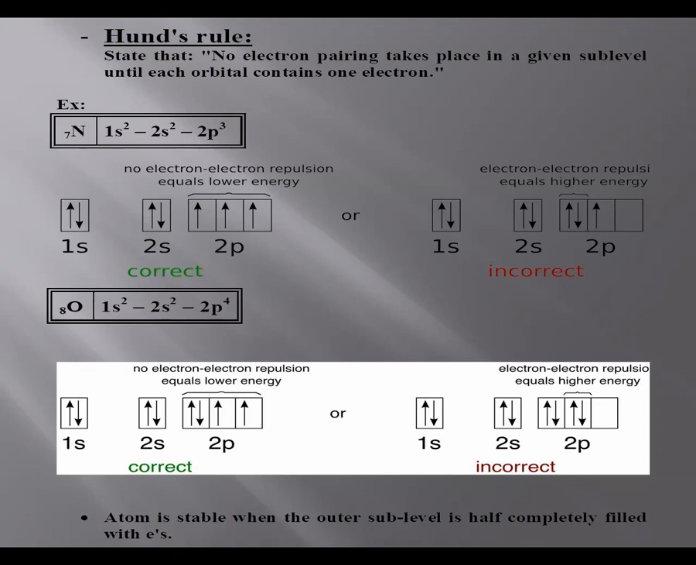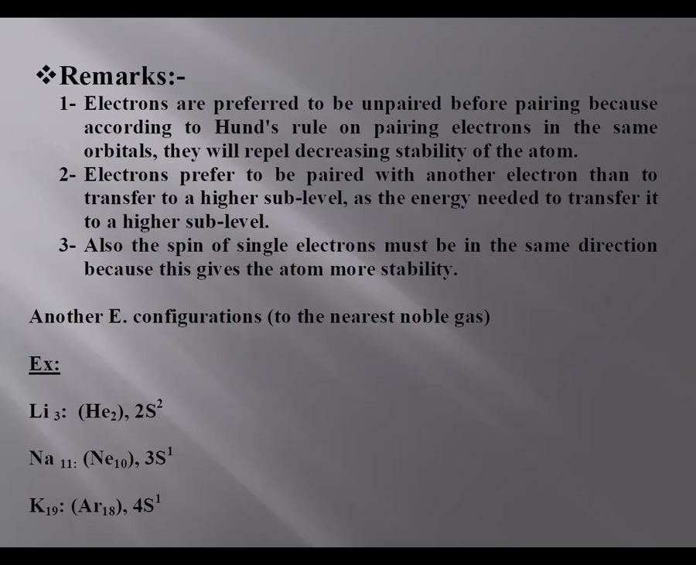In the same way, for the electronic configuration of oxygen, the one on the left is correct, because we have 3 single electrons firstly, and after that the fourth electron is put in the first orbital. But the second configuration is incorrect. Why? Because we have 2 paired electrons and an empty orbital. Don't forget, electrons prefer to be unpaired before pairing, because if paired in the same orbital, they will repel, decreasing the stability of the atom.